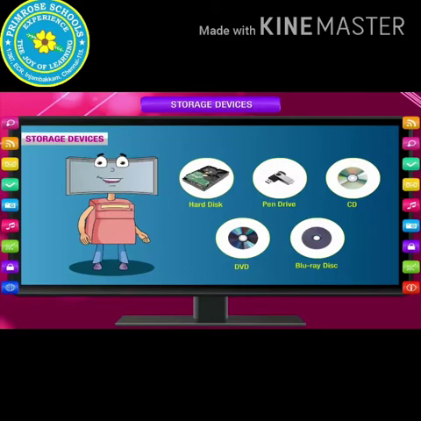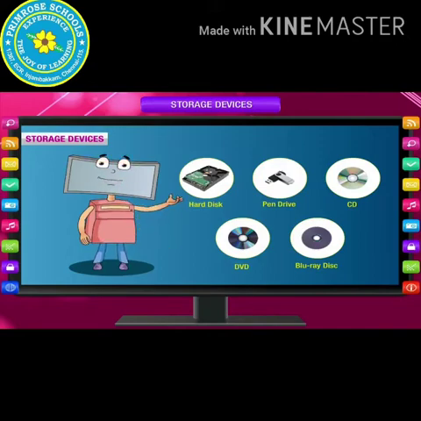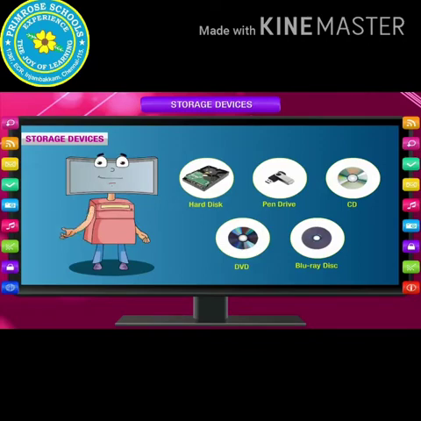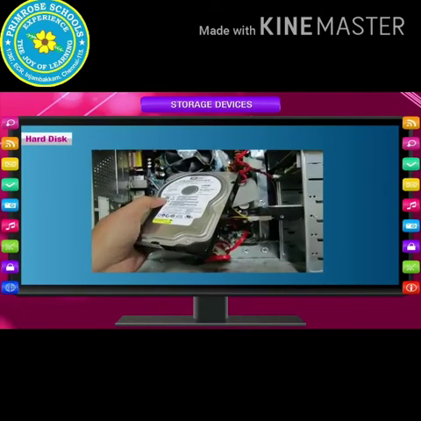Primary memory is small in size, but faster than secondary memory. When we work on our computer, the work is saved on primary memory. And when we give the save command to save our file with a name, only then the file is saved on the secondary memory.